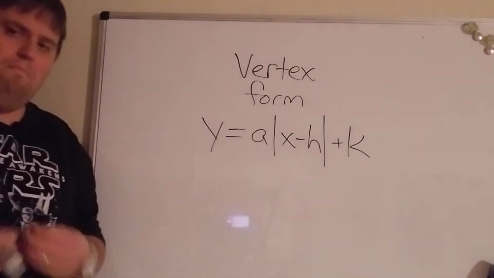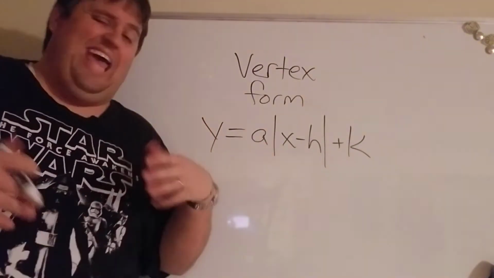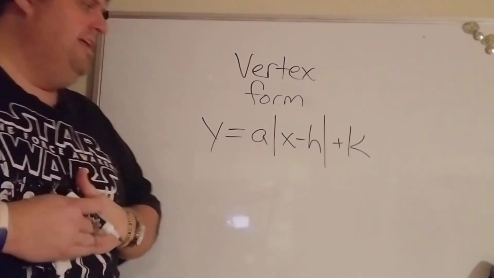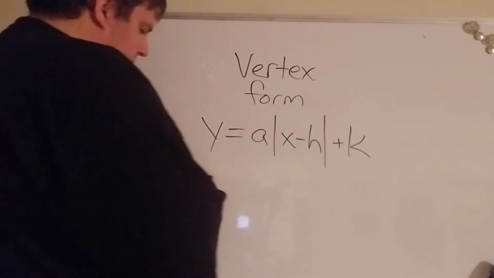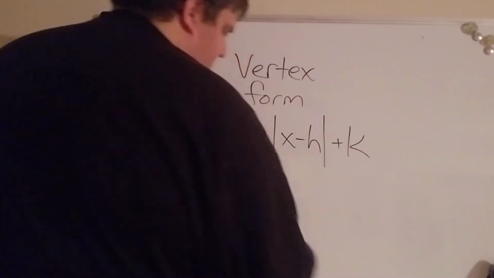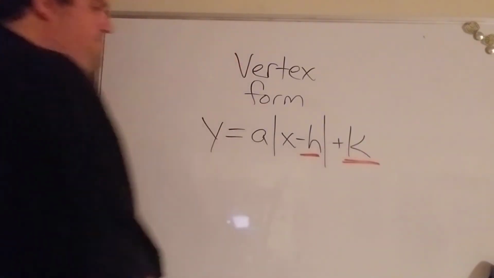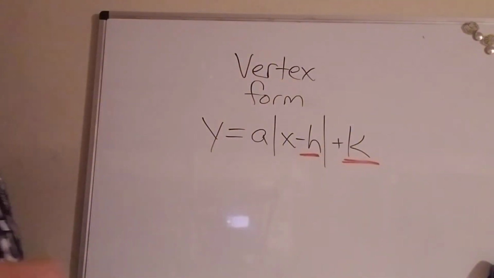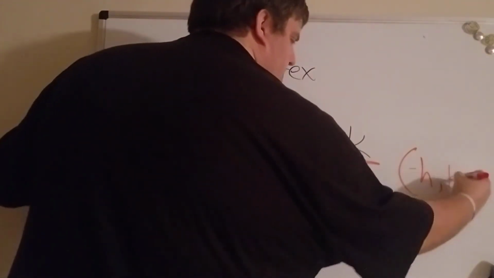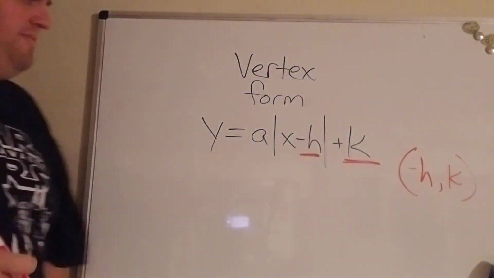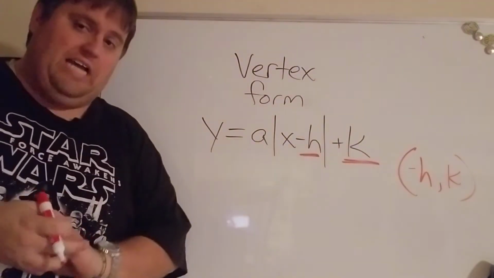All right? Basic vertex form is where usually if we have an a, it could just be 1 or something like that. We don't really know. But the most important players here are the h and the k. So here and here. Those numbers are going to give us the vertex, negative h, k. So if it's written in this form, it's literally going to tell you what your vertex is.